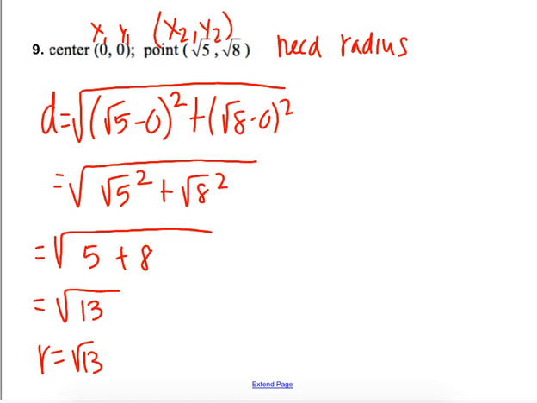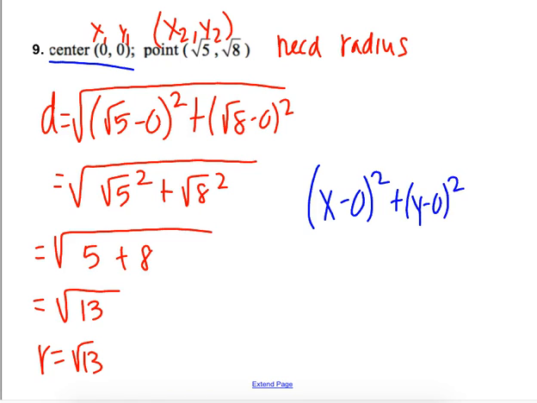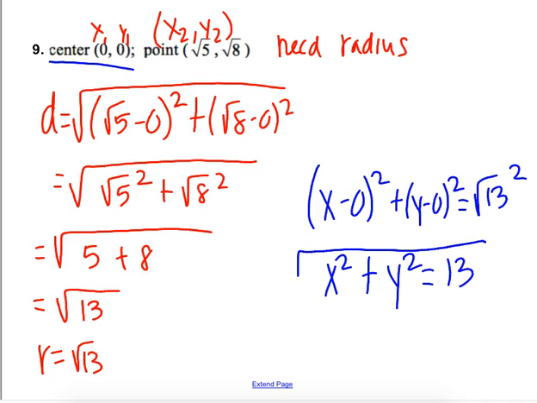Now again, just plug into our formula. X minus our x coordinate, which is 0 squared, plus y minus our y coordinate, which is 0 squared, equals root 13 squared. Let's clean this up a bit. X minus 0 is just x squared. Y minus 0 is just y squared. And we know that root 13 squared is just simply 13.